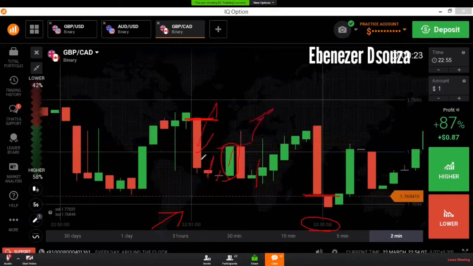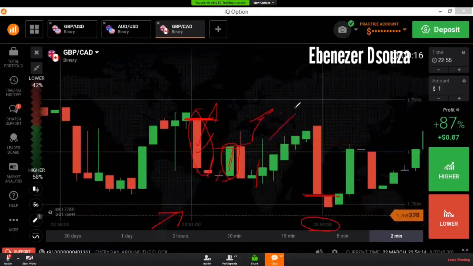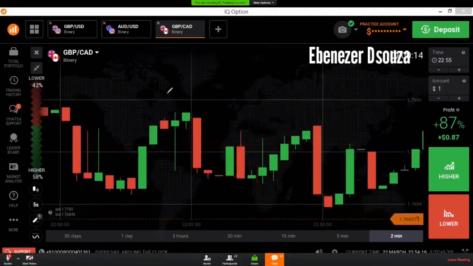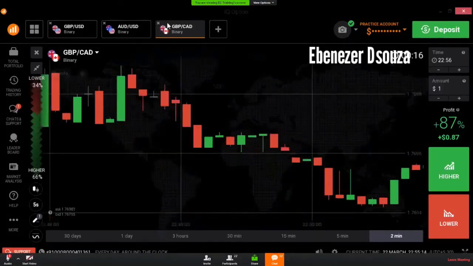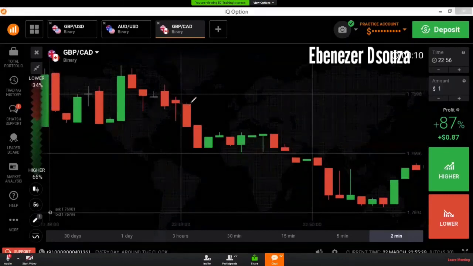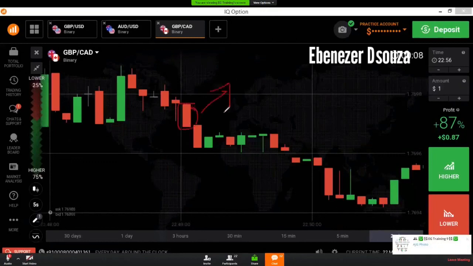Avoid these confirmations, it will confuse you. But if you place your trade with this confirmation, it will give you a winning trade. Here, if you want to place a lower option, you can take this candle as a confirmation candle. You can place a lower option. Got it? Here, if you want to place your trade in this minute, you can place your trade with this confirmation, lower option, right? But you can't place your trade with a higher option in this minute, because there is no strong confirmation.